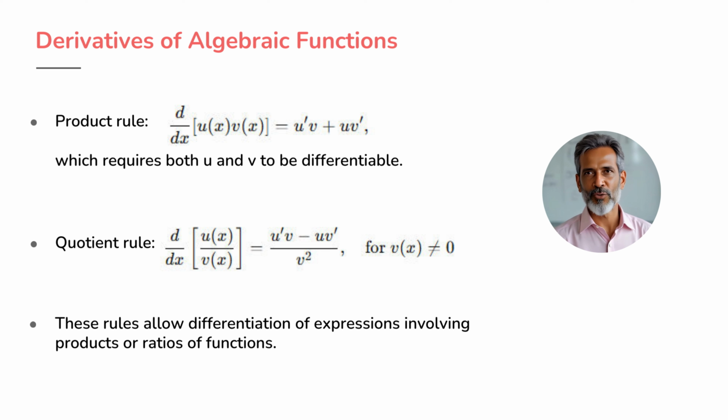Similarly, the quotient rule helps us differentiate ratios of functions. It says the derivative with respect to x of u of x divided by v of x equals the quantity u prime times v minus u times v prime, all divided by v squared, as long as v of x is not 0. These rules expand our toolbox, letting us work with complex functions involving products and ratios comfortably. Imagine a flowchart connecting power, product, and quotient rules. It's like a roadmap you can follow to differentiate many algebraic expressions with confidence.